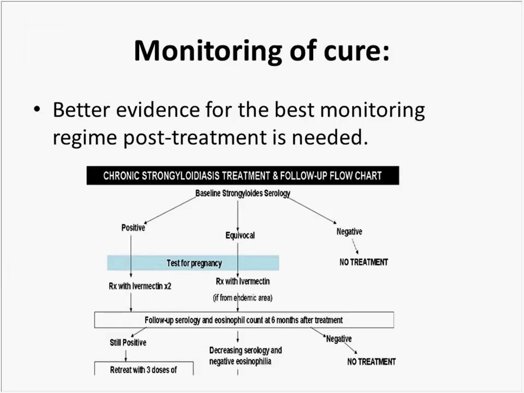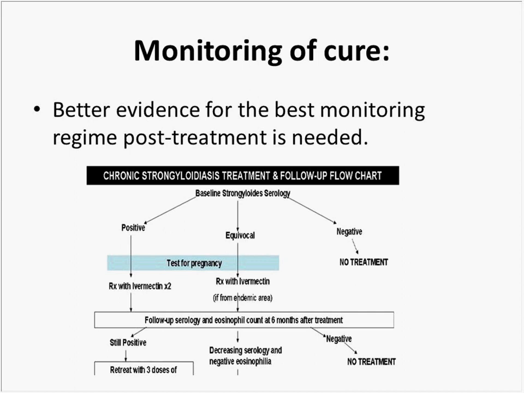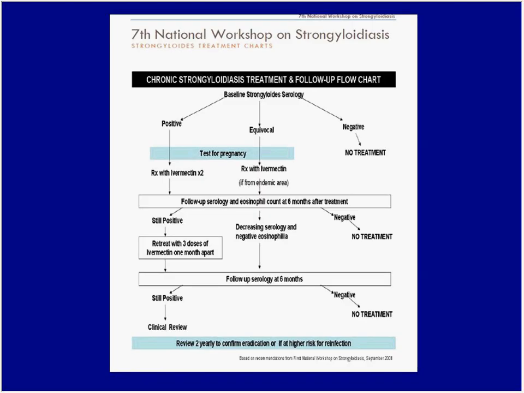So how long does it take for serology to go negative? Usually 6 months. In the vast majority of cases, people will have negative serology 6 months after the treatment. If not, it's probably recommended that you treat them again. Through workshops, this is what we've developed, and the thing to note is that you're doing follow-up serology. Eosinophil count is not that useful, but do follow-up serology at 6 months and retreat. Retreat with 3 doses of ivermectin, but that's arguable.